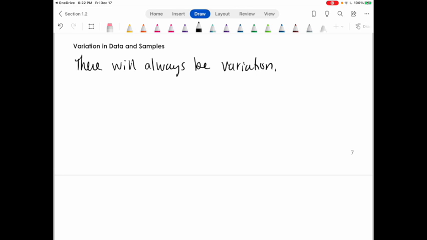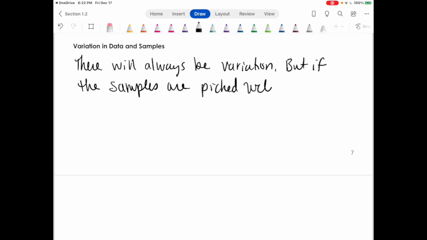Basically, just keep in mind that there will always be variation. But if the samples are picked well, meaning without bias, without making any sampling errors, making sure you're picking an appropriate sampling method, the samples that are picked will be very similar.